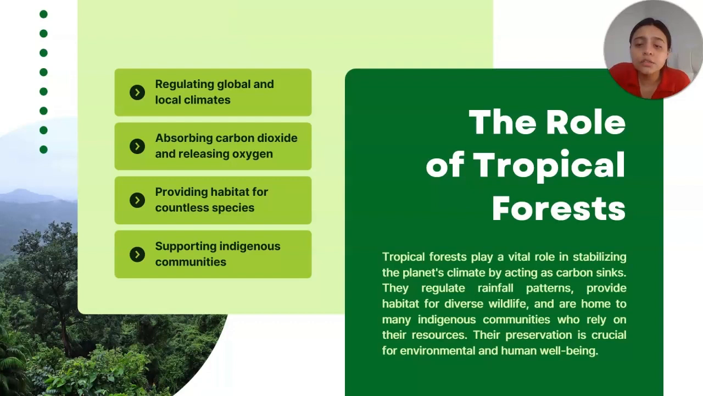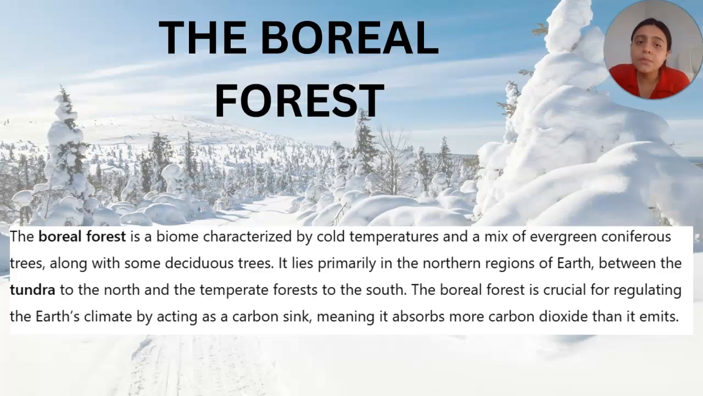Now, further on, we are going to see the examples and the location of these forests. I'll give you a tabular form of the differences, where you're going to learn about tropical and temperate forests, their examples, their location, and the species which inhabit these types of forests. We are going to see that afterwards. Now the third type of forest is the boreal forest. These forests are present in cold temperatures.